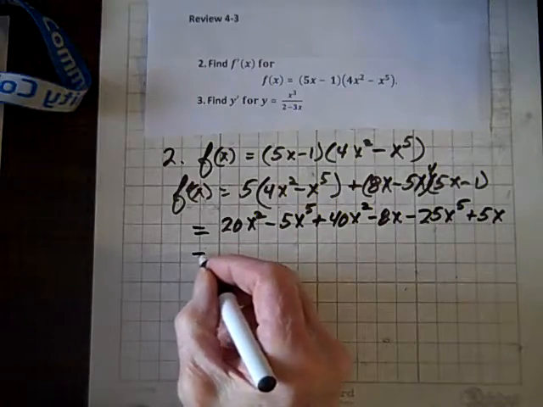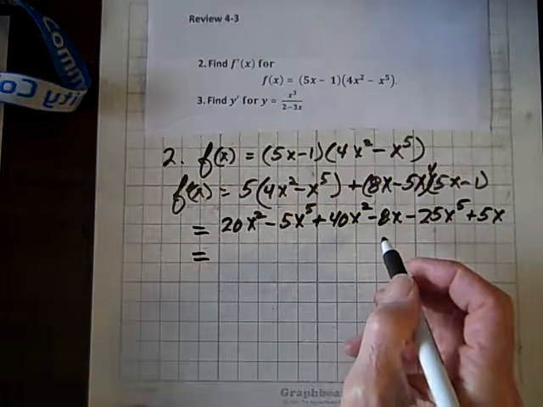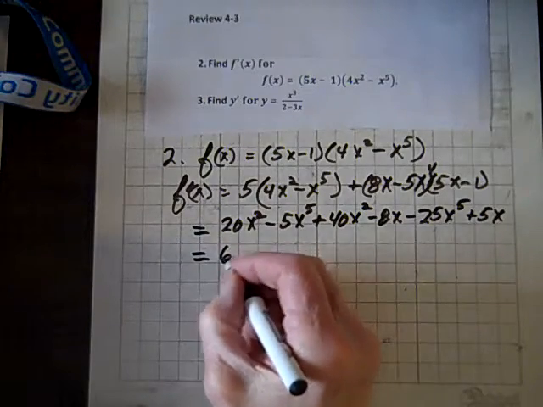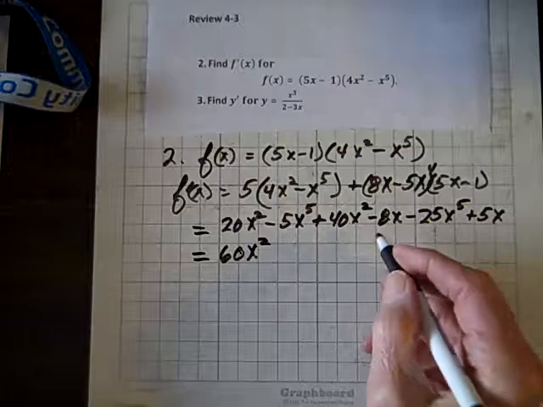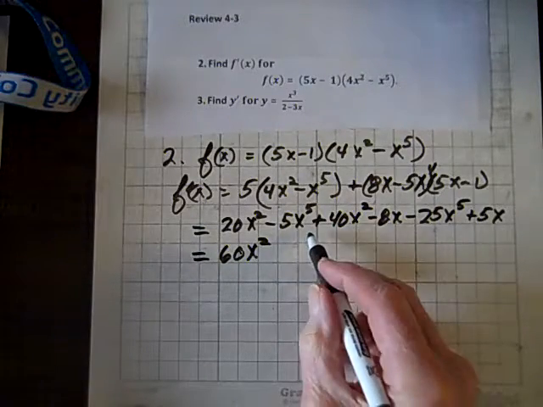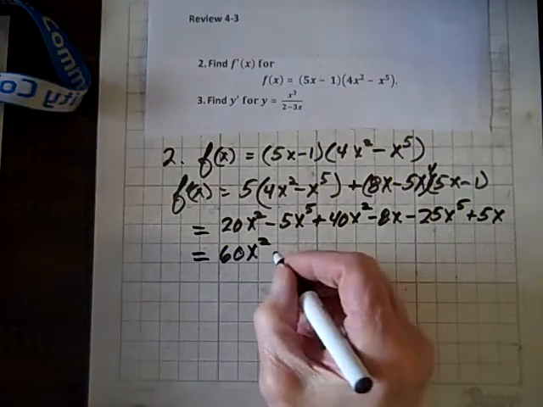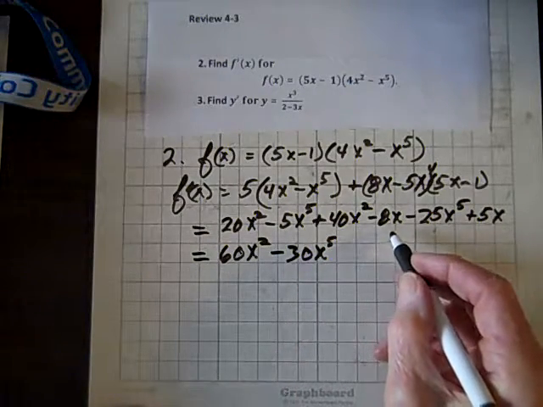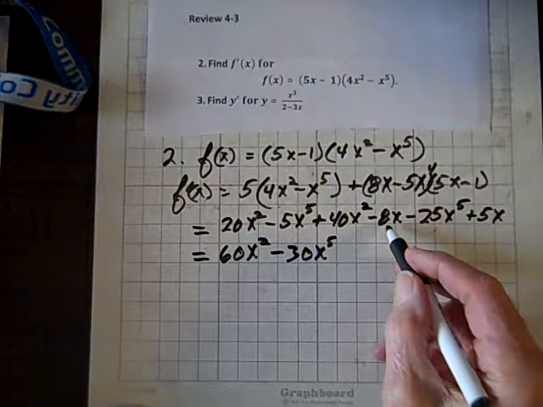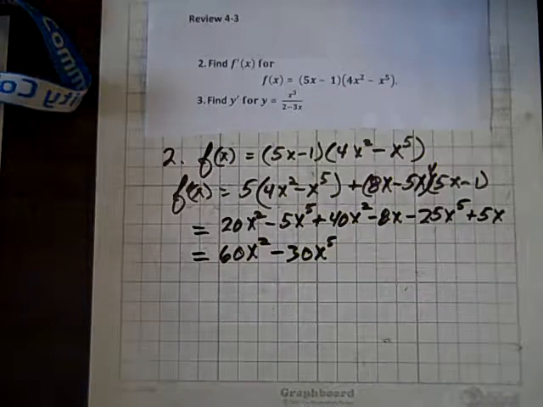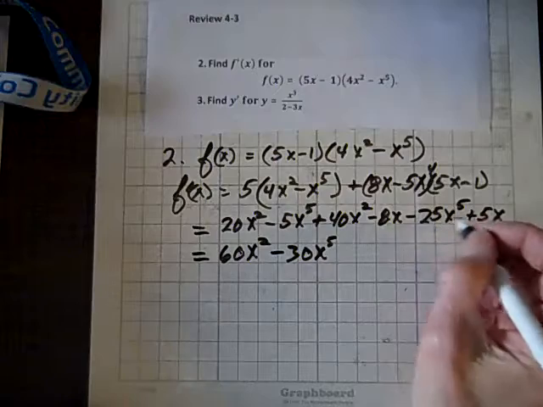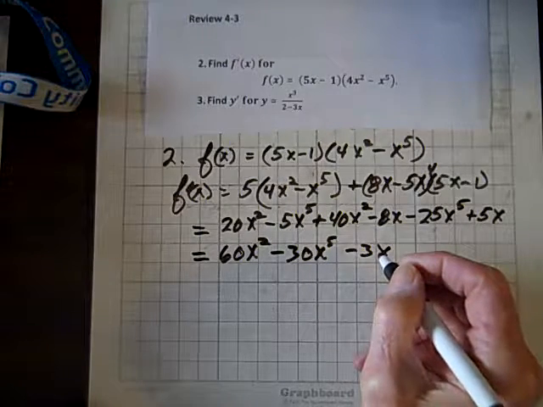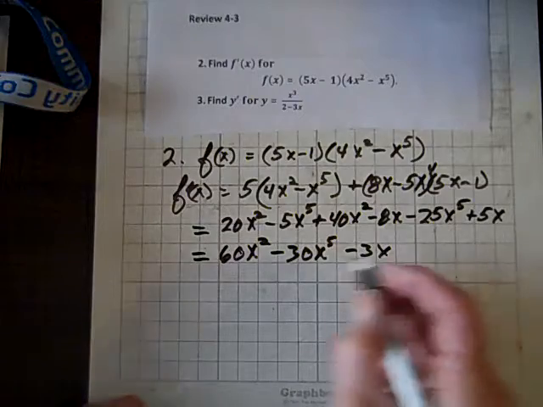Now let's gather up like terms. And we always want to lead out with a positive. So notice this 40x squared plus 20x squared, I get 60x squared. And then we have negative 5x to the 5th and minus 25x to the 5th. That's minus 30x to the 5th. And we have a minus 8x and positive 5x, and I would say that's going to be minus 3x. And we've got it. We're done.